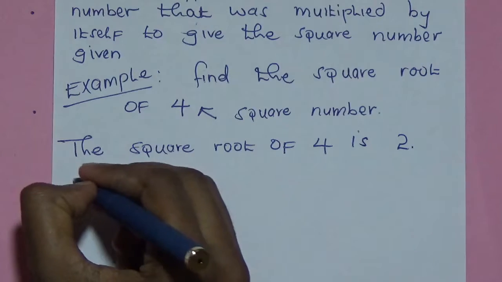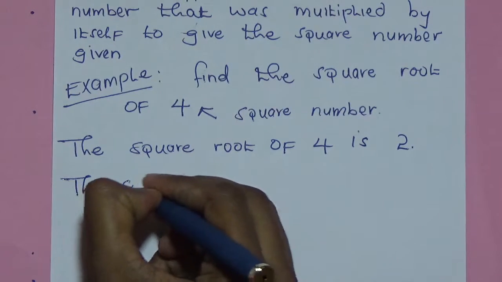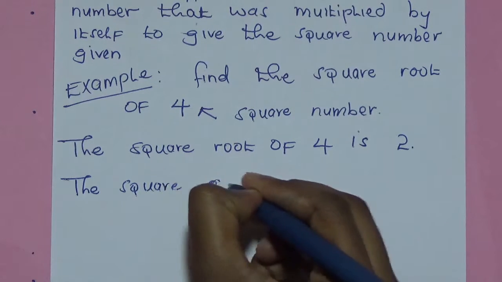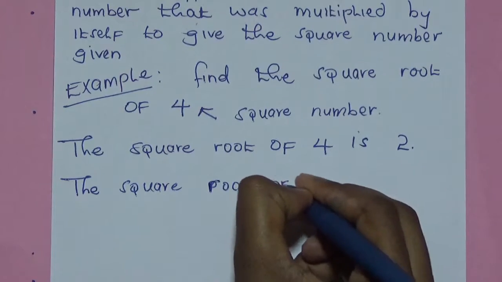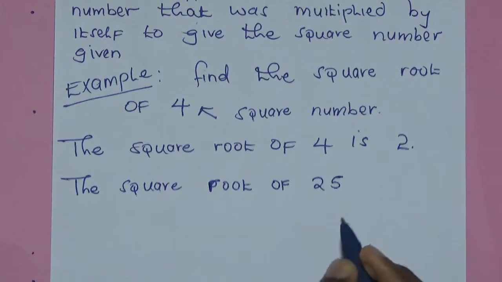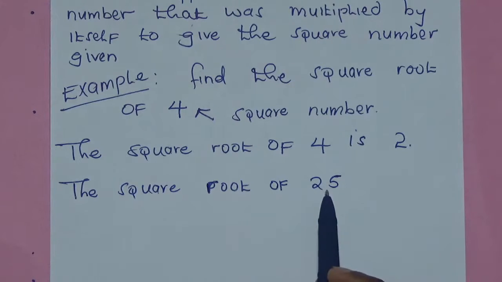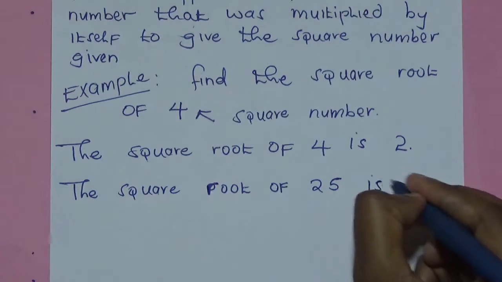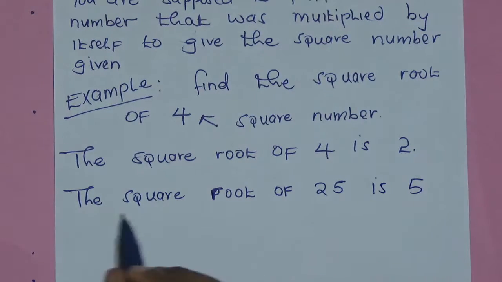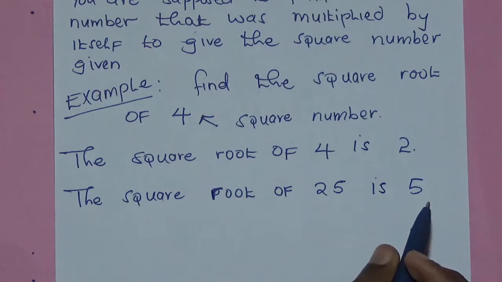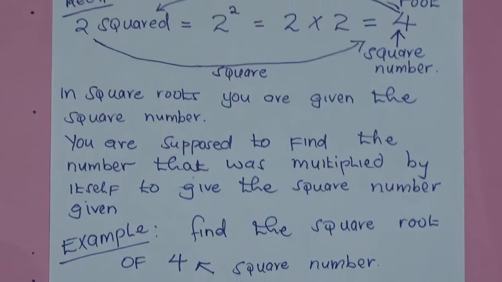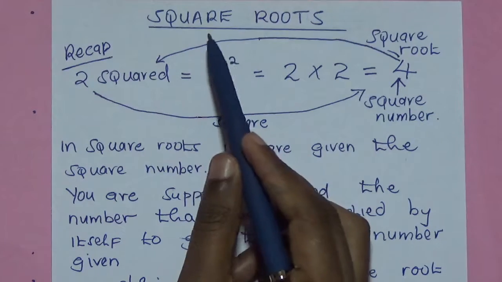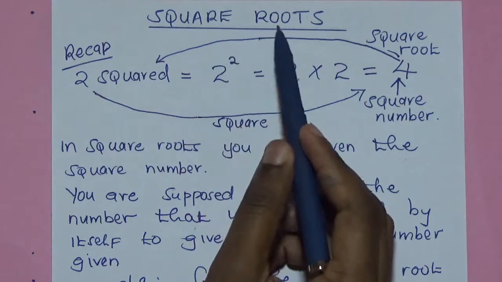Another example. What is the square root of 25? Which number is multiplied by itself to give you 25? The number is 5. So the square root of 25 is 5. So I want you to understand what square roots mean, and I hope you have understood what we mean when you say finding the square root of a number.